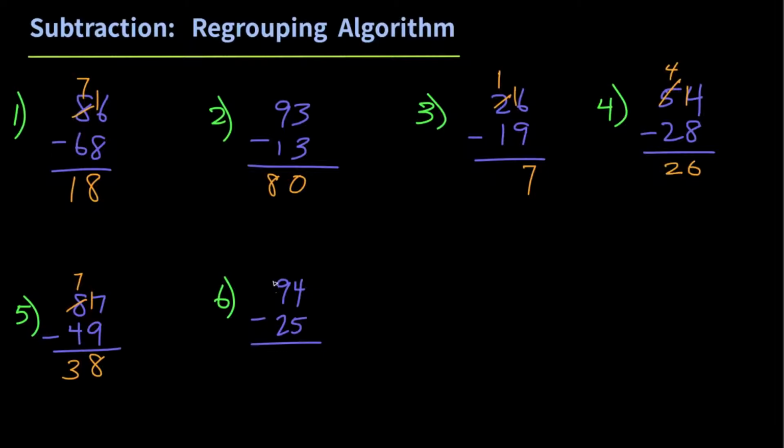Number 6, 94 minus 25. So we start with the ones. 4 minus 5. We notice that 5 is too big, so we need to borrow one of these and add 10 to the previous place value. So we now have 14 minus 5. That gives us 9. 8 minus 2 is 6. So the result is 69.